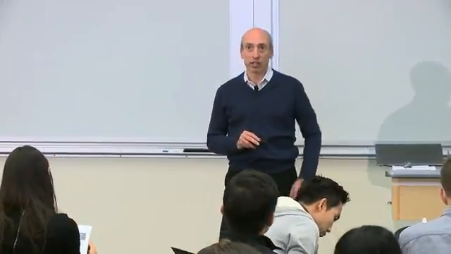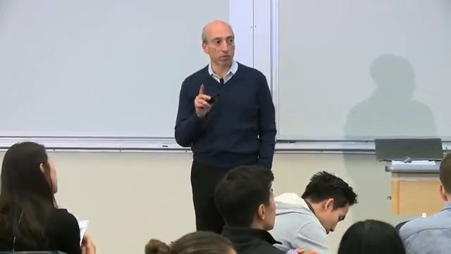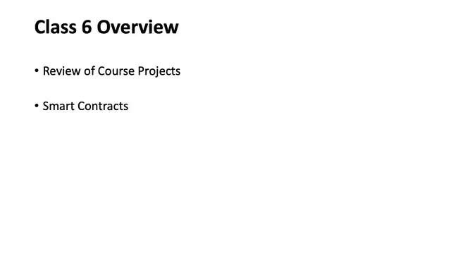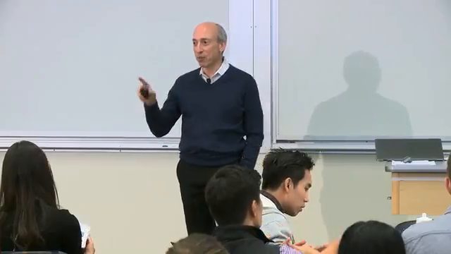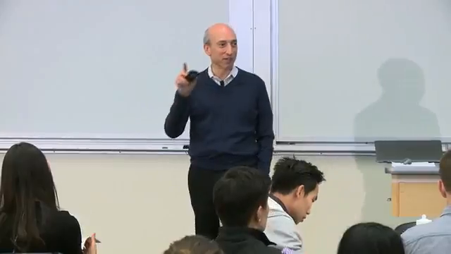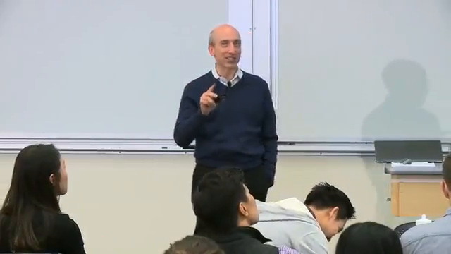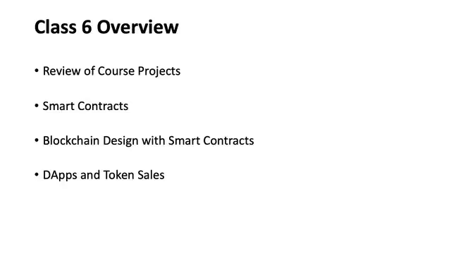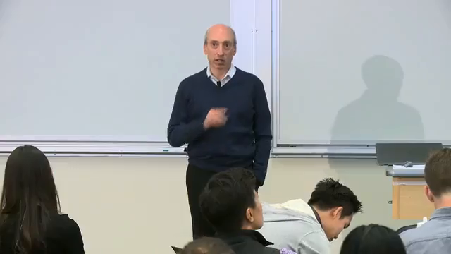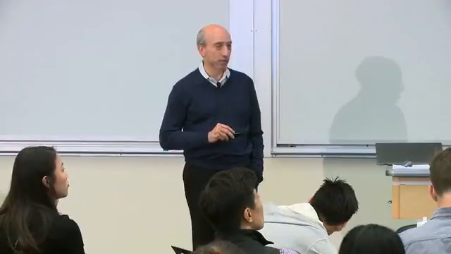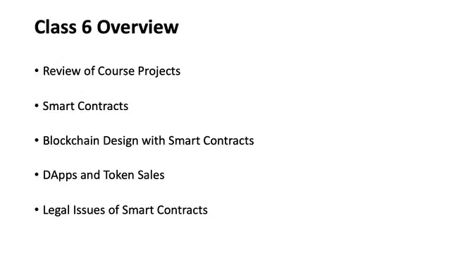And so, as I said, I want to start with a little administrative because we are on the 6th class. I'm going to review a bit about the projects very quickly. We're going to do smart contracts, and what design features. Yes, we're going to go back a little bit to hash functions and Merkle trees, but not too much. Then dApps, which are basically decentralized applications, and token sales. Larry's going to take us through legal issues, and then we'll sum it all up.